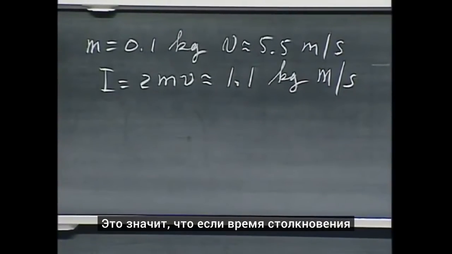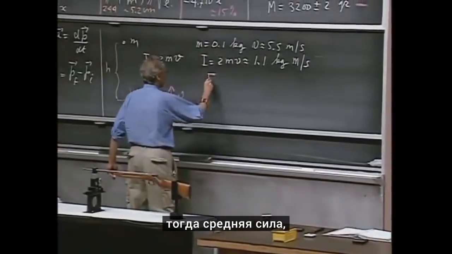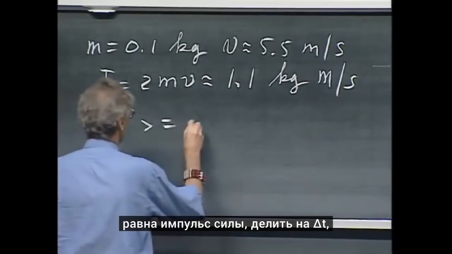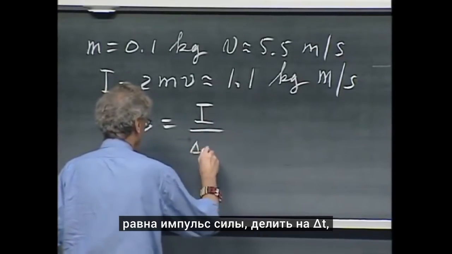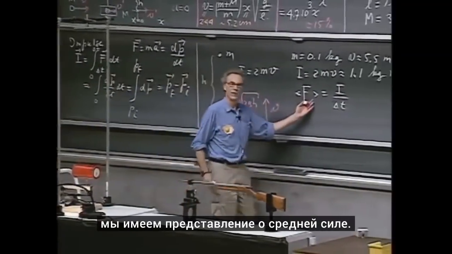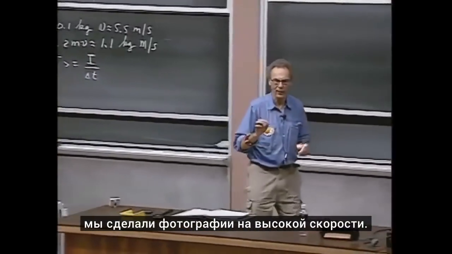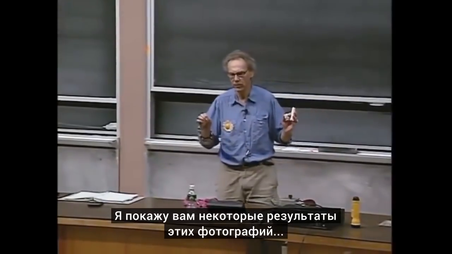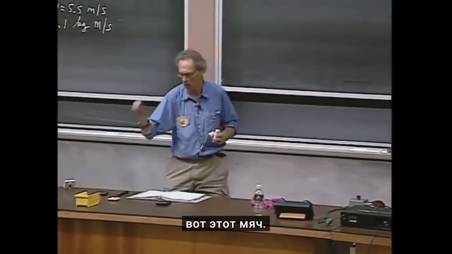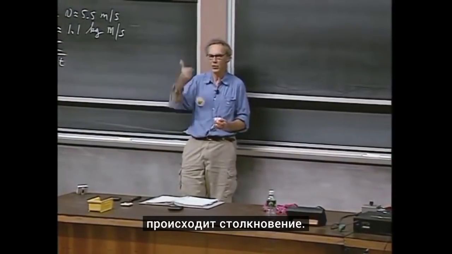That means that if the collision time is delta t seconds, the average force acting upon this ball during the collision with the floor equals the impulse divided by delta t, because remember that was our definition of impulse. So if we know the impulse, we get a feeling for the average force. For the ball that I will drop on the floor, we have done fast photography. I will show you some results with a different ball, but nevertheless, we did it with the ball that I will drop very shortly, which is this one. That impact time is only 2 milliseconds. It's hard to believe that in 2 milliseconds the entire collision occurs.